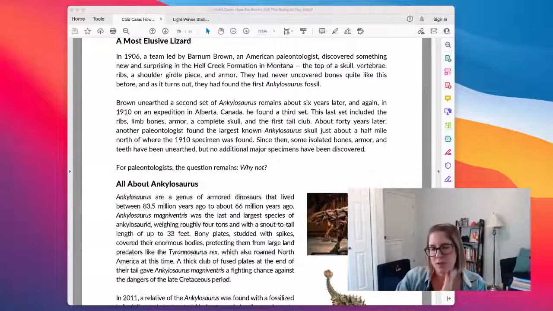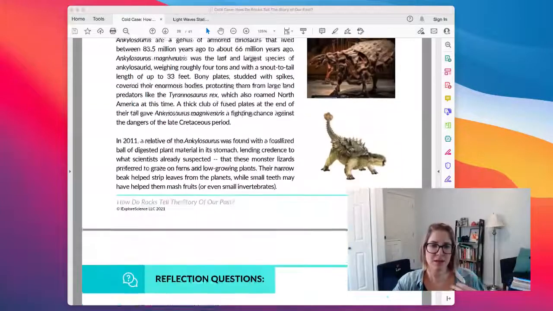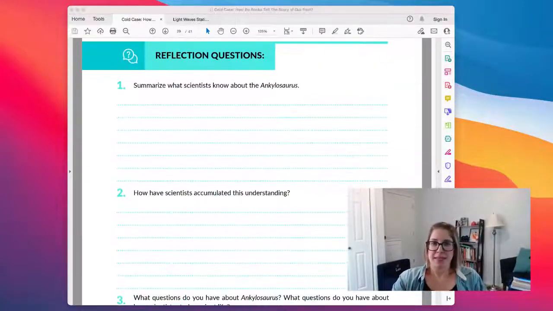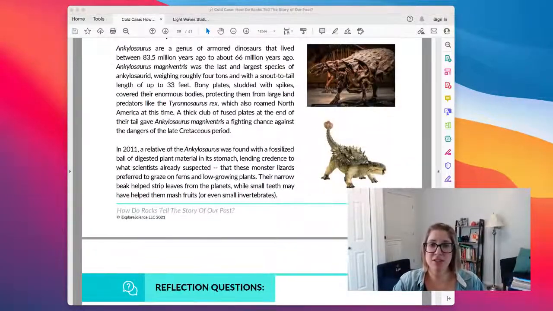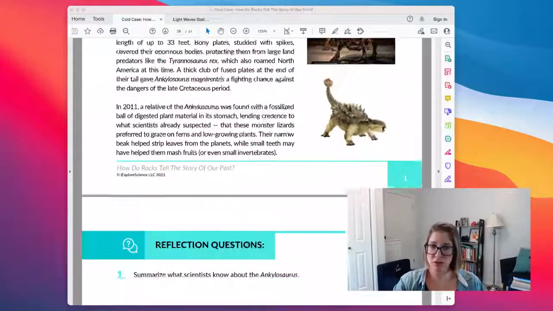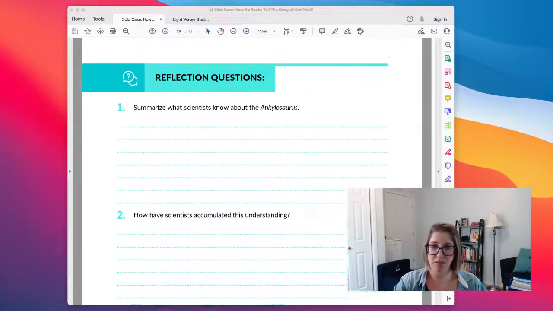I'm going to give you the answer: scientists believe that they lived in an area that was maybe not as prone to allowing for fossilization to occur. So maybe there are fewer of those. Anyway, that's all you really need to know. But you can see that this is very much designed to spark those questions about Ankylosaurus and why those fossils did not form.